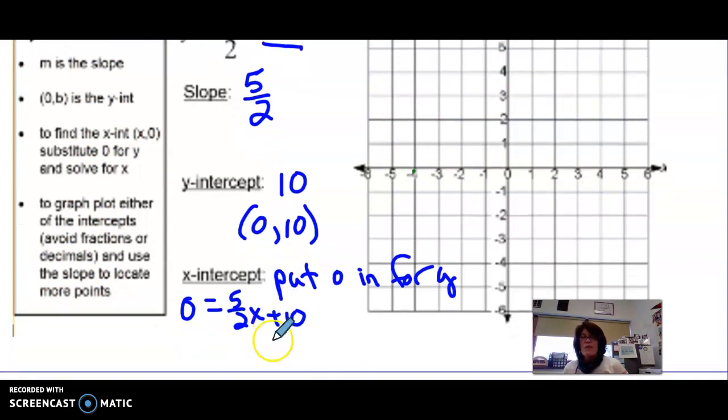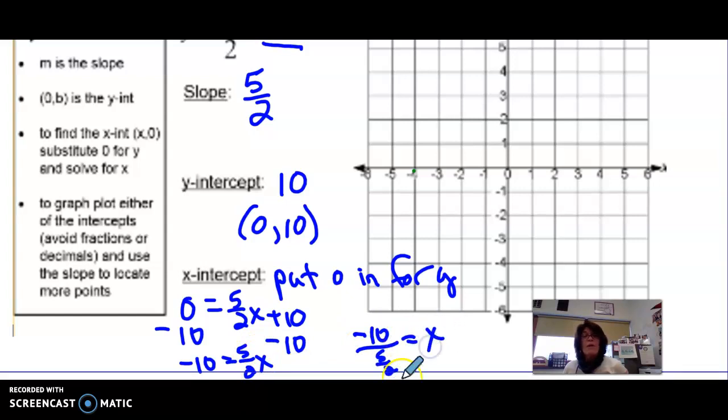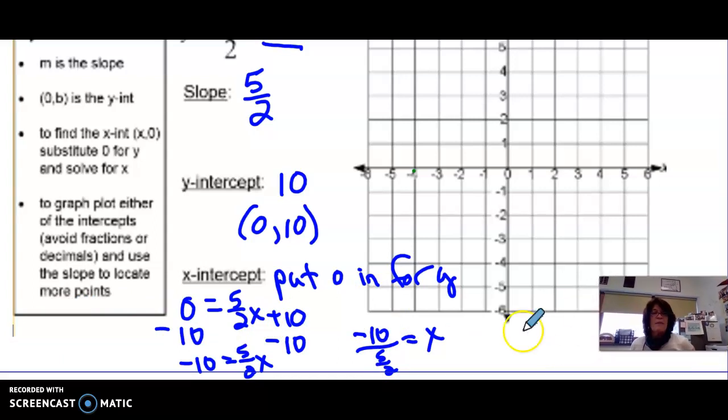To solve this equation, I would subtract 10 from both sides and get negative 10 equals 5 halves x. To get rid of multiplying by 5 halves, I divide by 5 halves. Dividing by 5 halves is the same as multiplying by 2/5. So I really could think of this as negative 10 times 2/5. I like to multiply instead of divide by a fraction. That gives me negative 20 over 5.